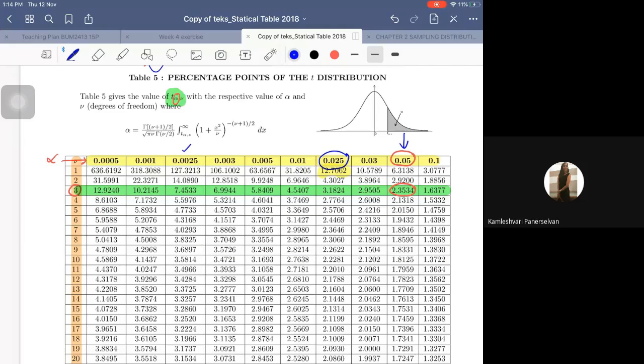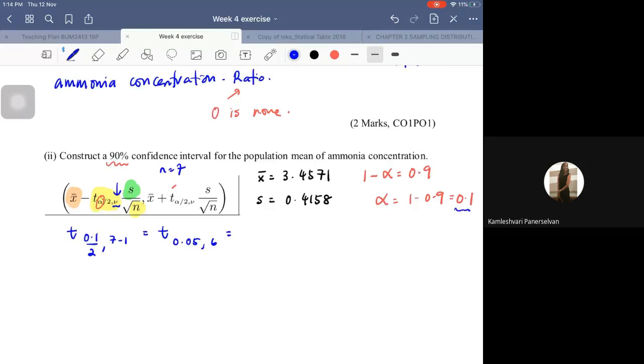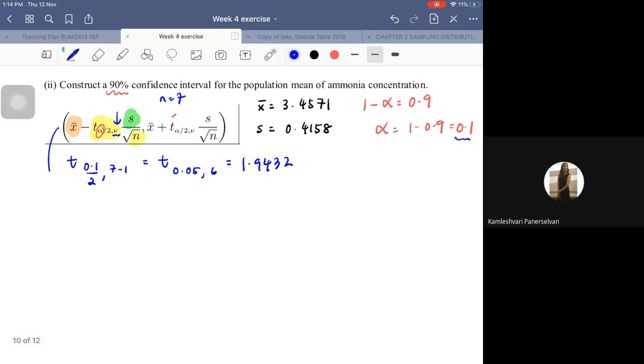And I'm going to find the value when it's going to equal 6. So basically, the value is going to equal 1.9432. Is that right? Yes. Okay. I'm going to have 1.9432. So now that I have all the values, what I'm going to do is substitute into the formula. So what is going to be my x bar?